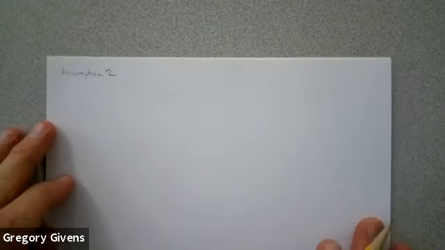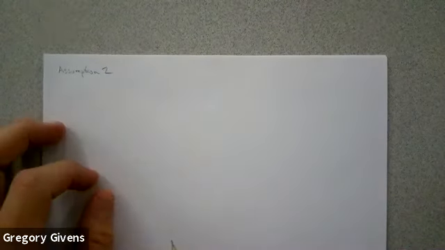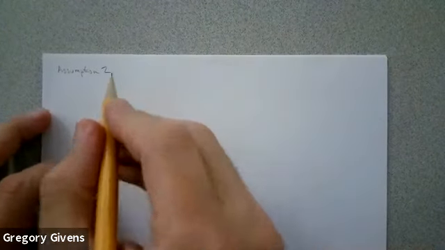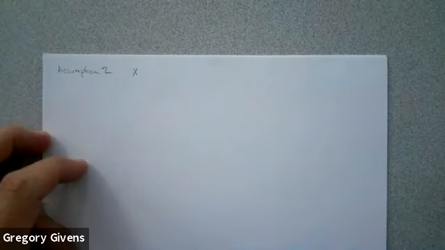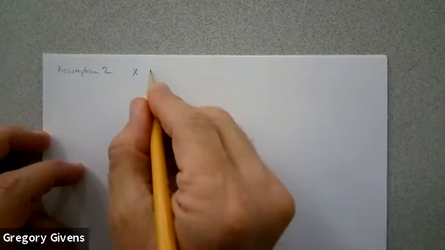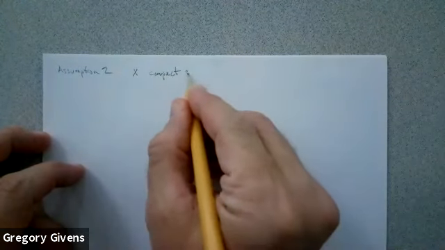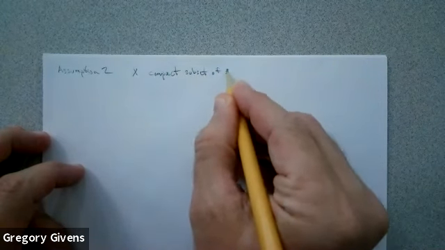Particularly about the state vector, or the space that the state vector lives on. So assumption 2 looks like the following. This capital X variable, that's the space that the control vector lives on. This is assumed to be a compact subset of R^K.